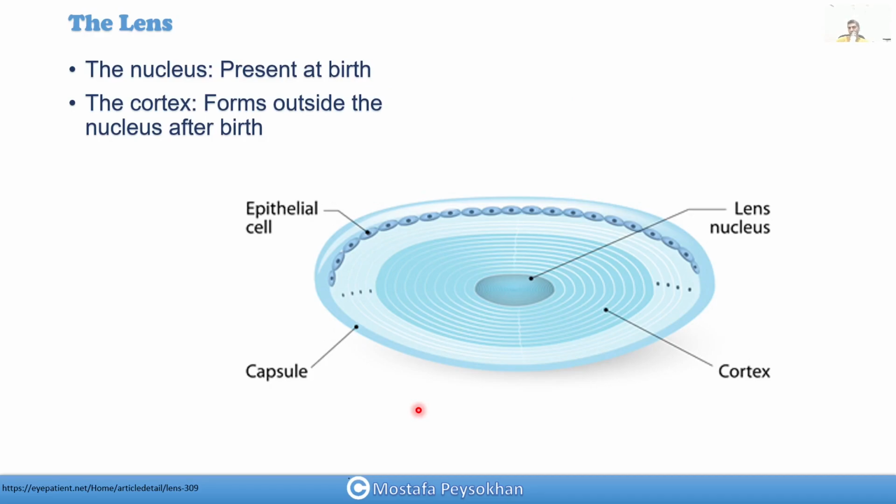The lens in our eye has two main parts: the nucleus, which is the center of the lens, and the cortex. We will talk about the refractive index and everything about the lens. The nucleus is the part that is present at birth, and the cortex is the outside of the nucleus that is made after our birth, and as I said, it keeps growing until the last day of our life. And then we have the capsule, which is around all the cells inside it, and we have epithelial cells around it.